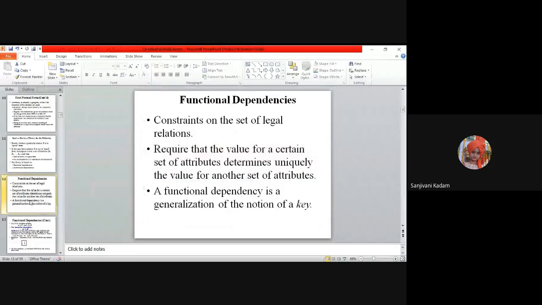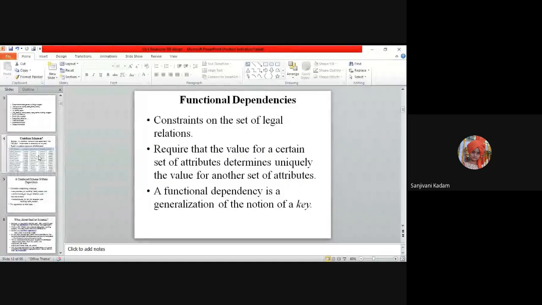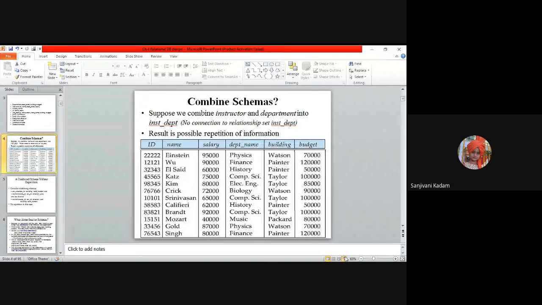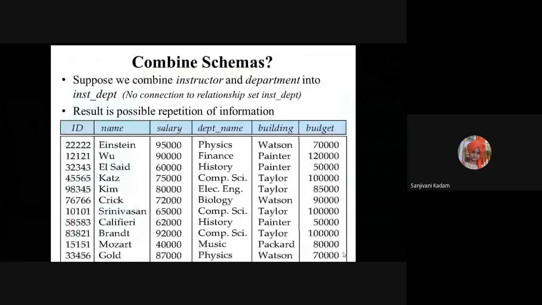Okay, so this definition seems initially difficult. For example, let us go to the previous table. Right now I'm having physics with the building name as Watson. So do you think that whatever the building name is, this value will change whenever there is a change in the department name?